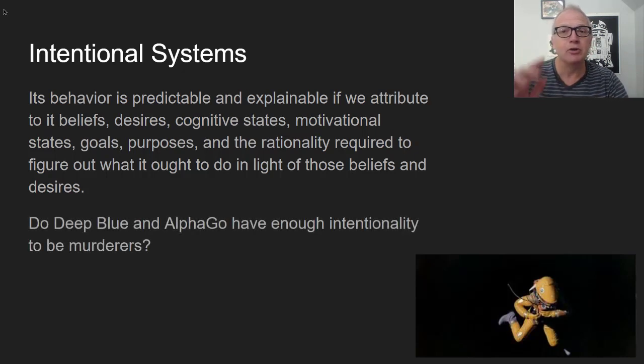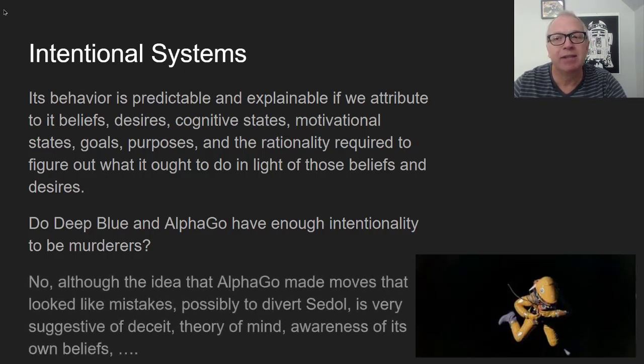Okay, so do Deep Blue and AlphaGo have enough intentionality to be murderers? And Dennett's answer is no, although the idea that AlphaGo made moves that look like mistakes, possibly to divert Sedol, is very suggestive of deceit, theory of mind, awareness of its own beliefs, and so on. So some people talk about AlphaGo as if it was deceiving Sedol or making some moves that look like mistakes as a kind of subterfuge to beat Sedol. I don't know that that's really what happened. That was just the humans anthropomorphizing there.